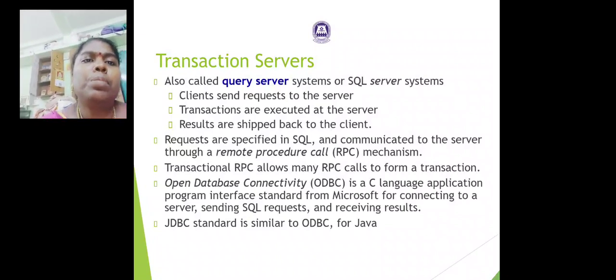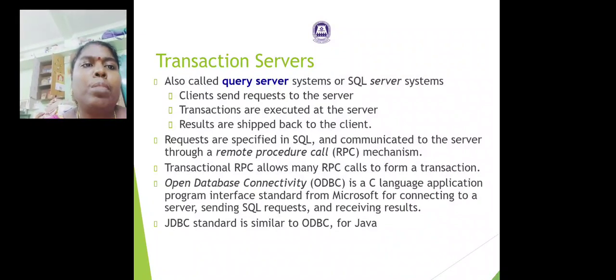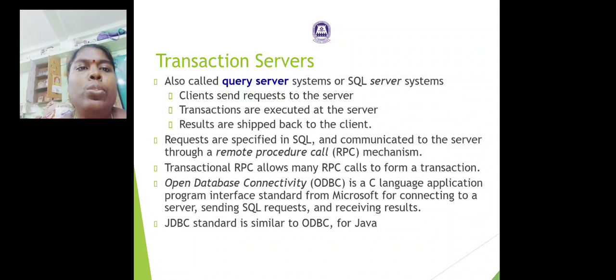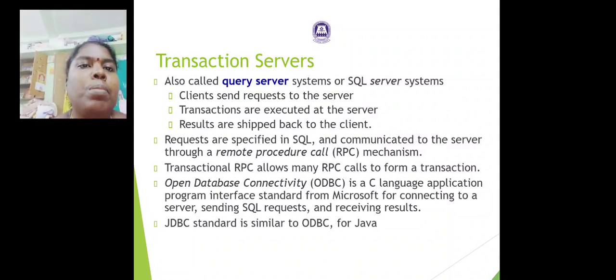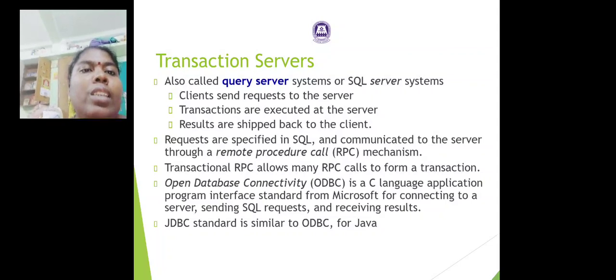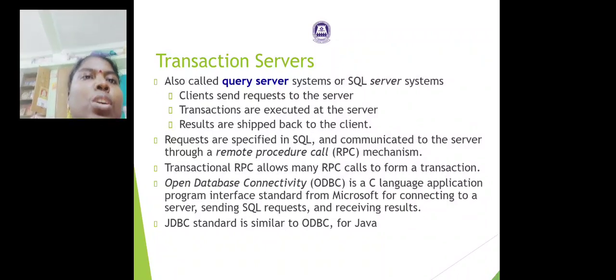The requests are specified in SQL and communicated to the server through a remote procedure call mechanism. The transactional RPC allows many RPC calls to form a transaction. As I already said, Open Database Connectivity is a C language application program interface standard from Microsoft for connecting to a server, sending SQL requests and receiving results. The JDBC standard is similar to ODBC, for the Java language.